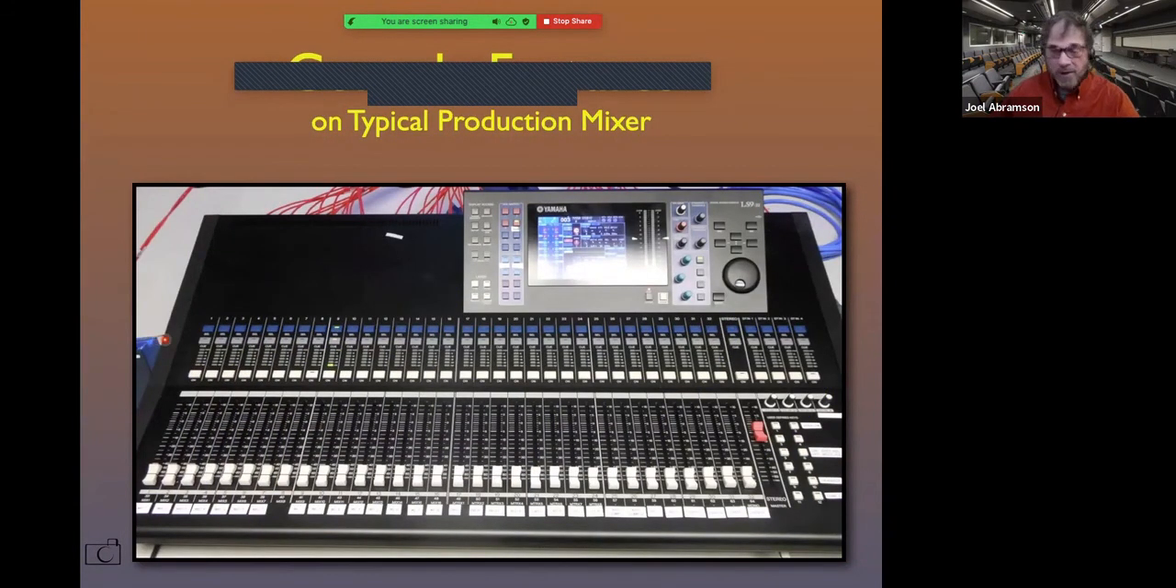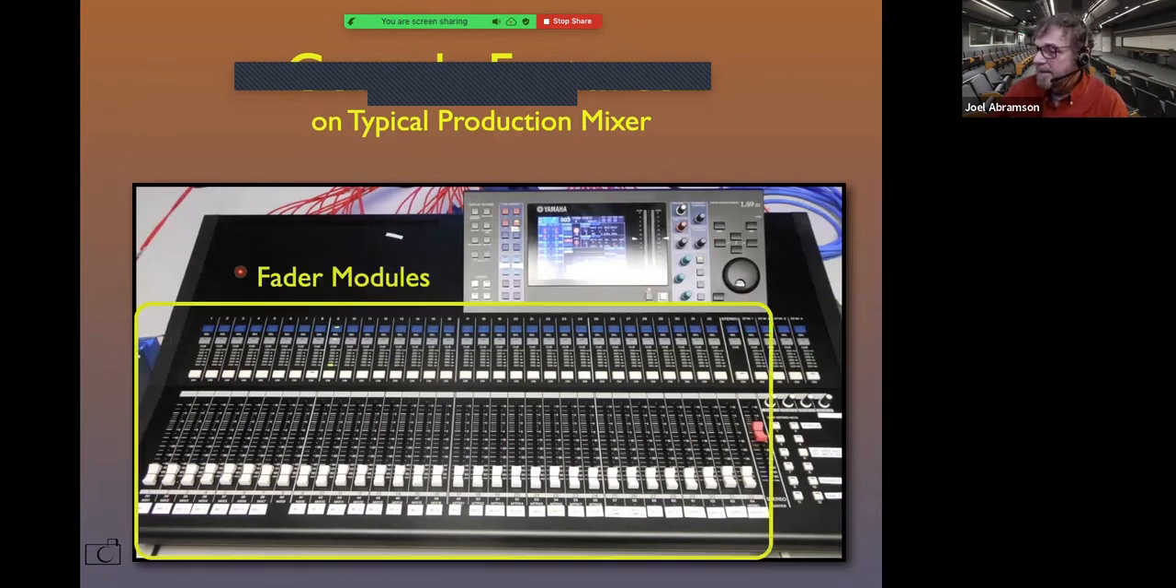Now here's our production mixer that we have in our audio studio at De Anza. These are the fader modules. So this is the fader module section, and these are the faders. We'll get to going through each one of these, but this section is for the fader modules.